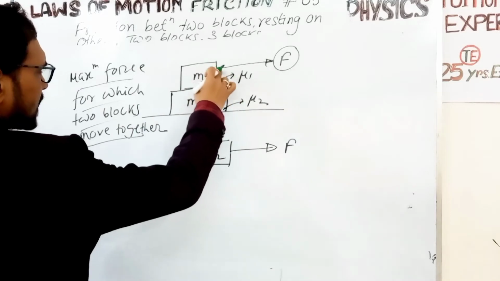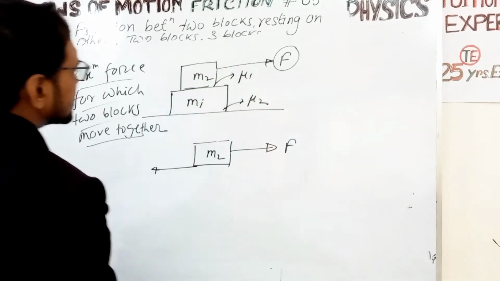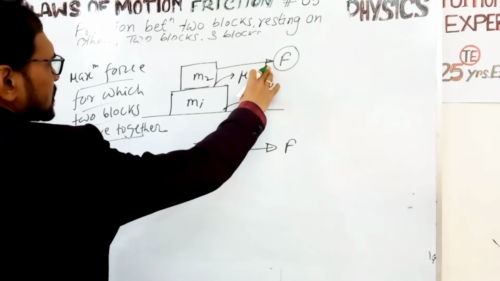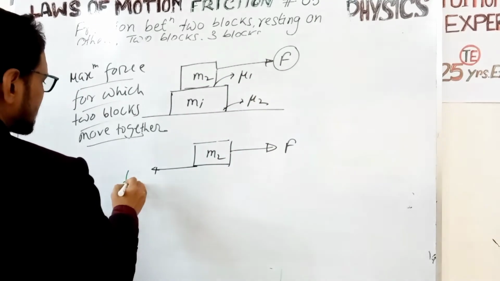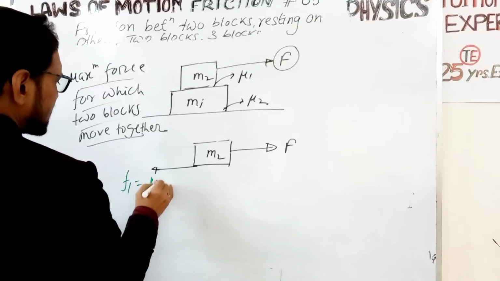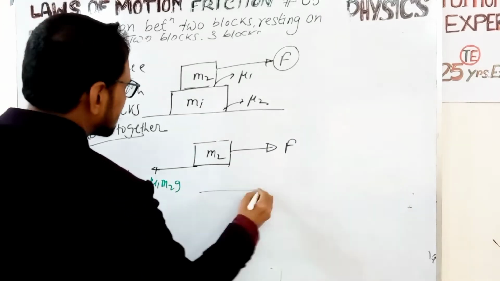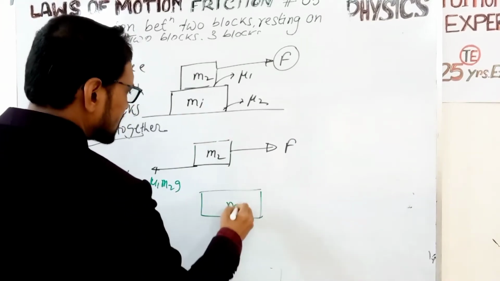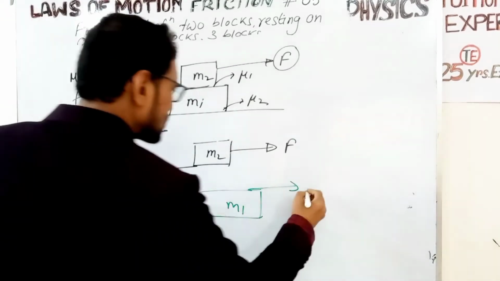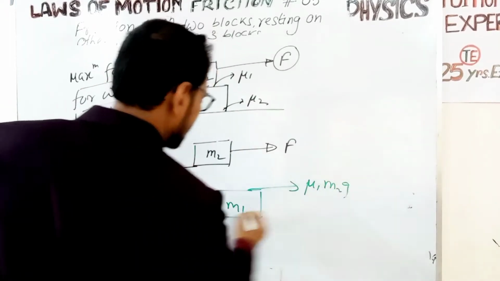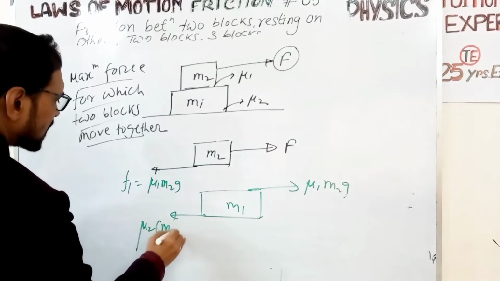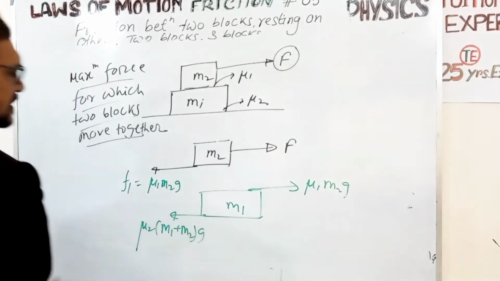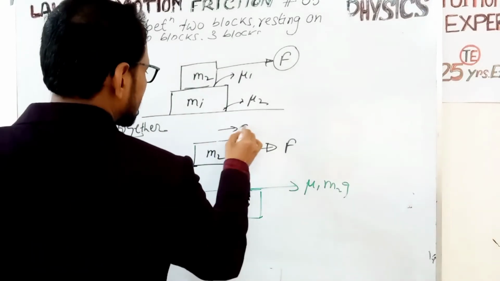First I discuss if the force is applied on M2, what happens? Friction force acts in this direction. This will be mu1 M2 g, and for M1, what is the friction force? Same. And here the friction force is equal to mu2 (M1 plus M2) g. Now the two blocks move with the same acceleration A.